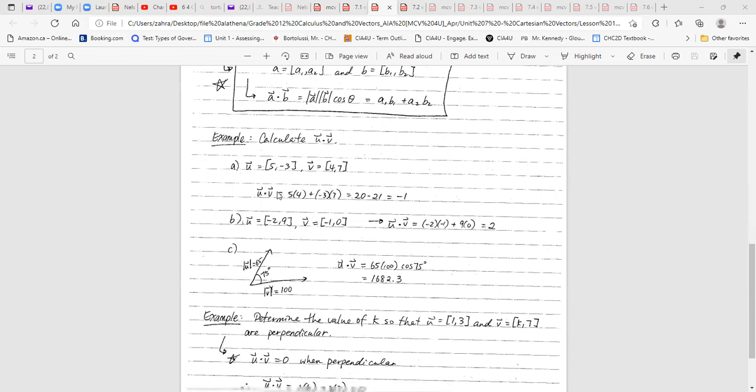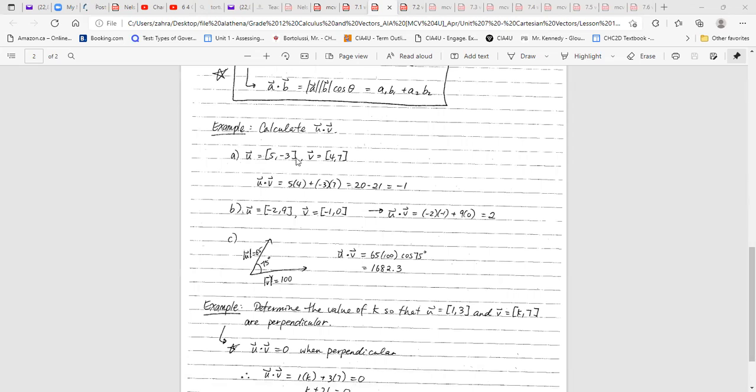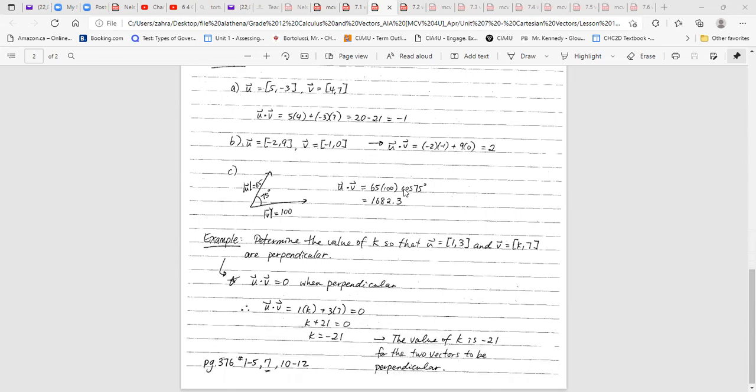So this is an example. (5, negative 3) is U, V is (4, 7). For the dot product of that, of course, you do the X component multiplied by the X component, 5 multiplied by 4, plus negative 3 multiplied by 7. You just add them and it's equal to negative 1. So the answer is a scalar. Again, you have two vectors. The components are given. The dot product is going to be the X component multiplied by the X component plus the Y component multiplied by the Y component. If you do it, the answer is 2.